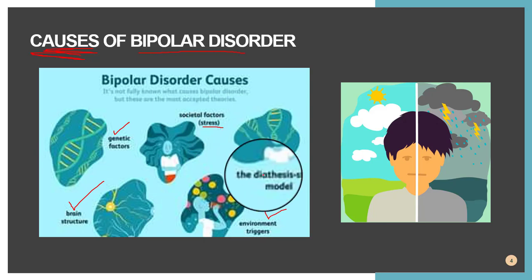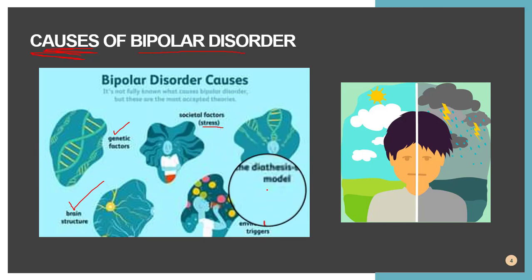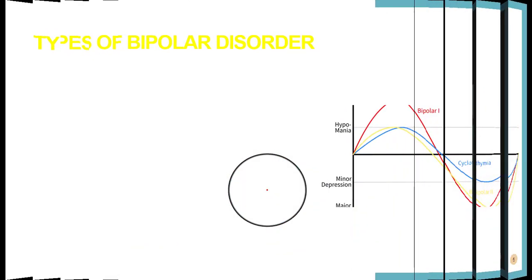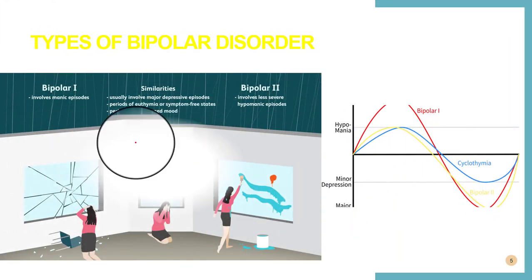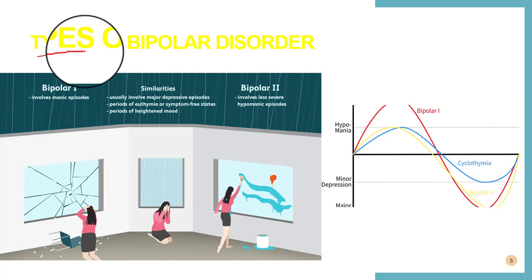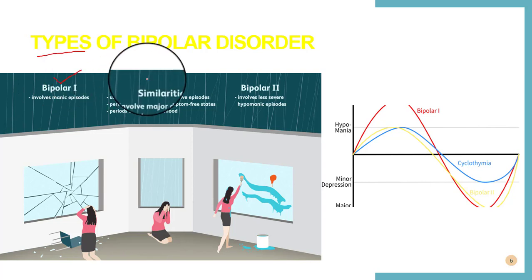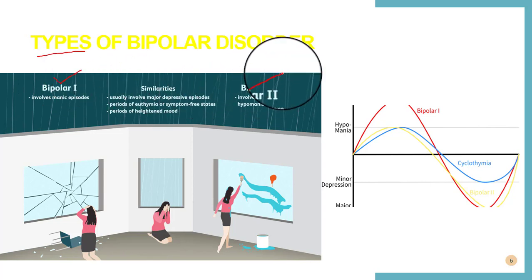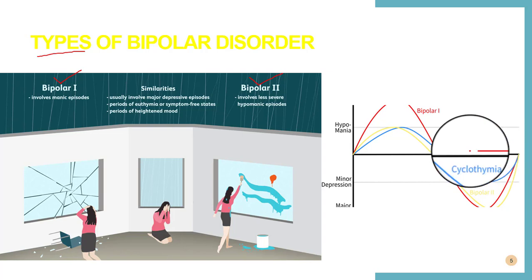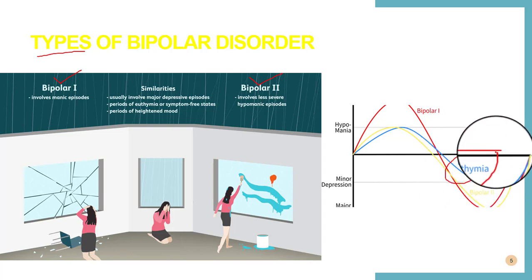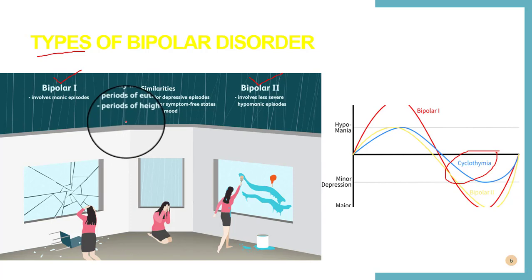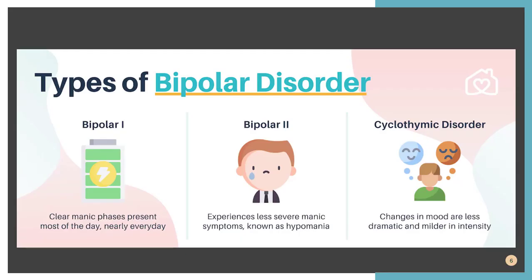Now next we'll talk about the classification, or simply you can say the types of bipolar disorder. Basically there are three main types of bipolar disorder, that is bipolar 1, bipolar 2 and cyclothymia. First of all we'll talk about bipolar 1 disorder. It affects men and women equally. Okay, so this is bipolar 1.